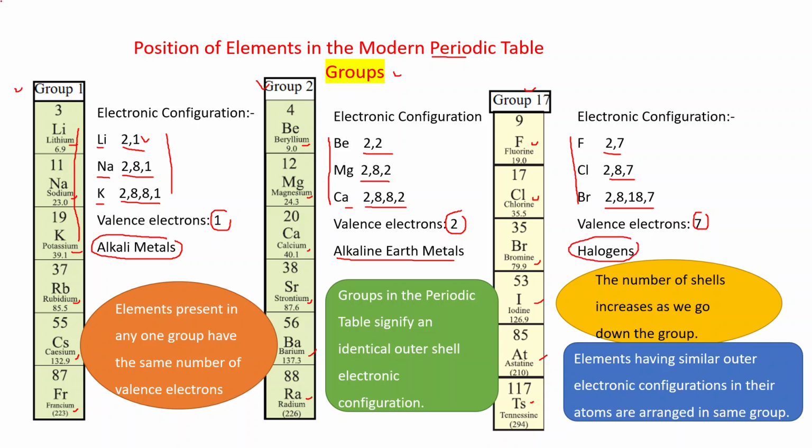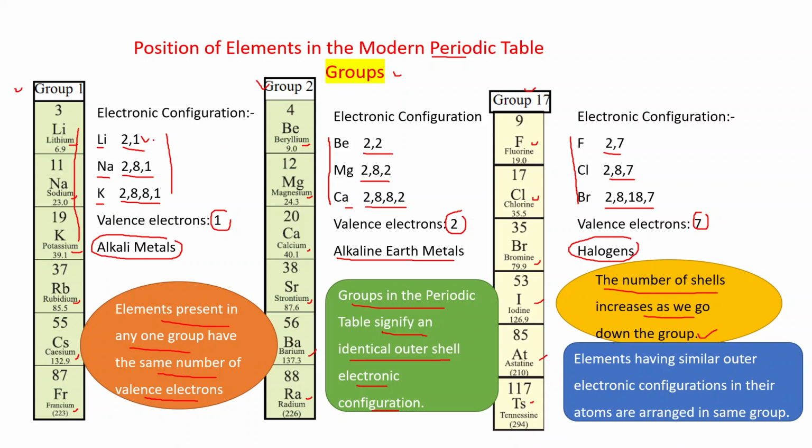Now if we compare the elements present in the same group, what is common among them? We can say elements present in any one group have the same number of valence electrons. Groups in the periodic table signify an identical outer shell electronic configuration. And we can say the number of shells increases as we go down the group.